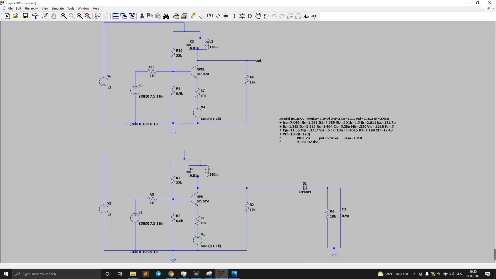So this is the transistor based AM generator circuit. BC107 is the NPN transistor, and this is the modulator circuit, and this is the demodulator one. That means here we are getting the AM, sorry, not the FM, and here the demodulation of this AM. This is the demodulator. Okay, let's see its simulation.